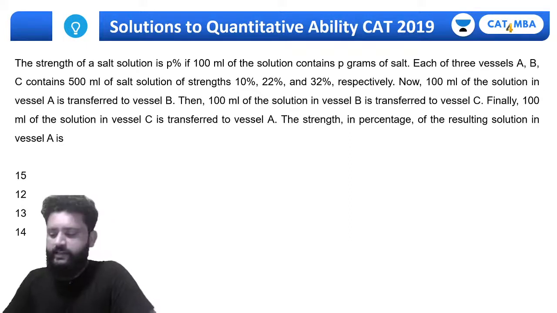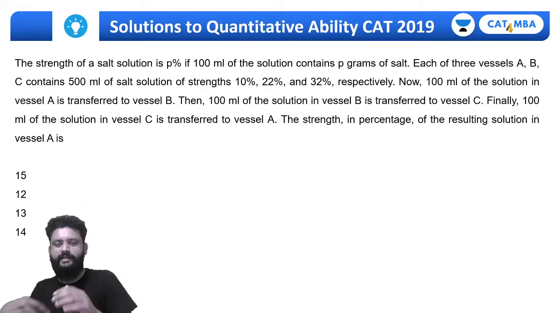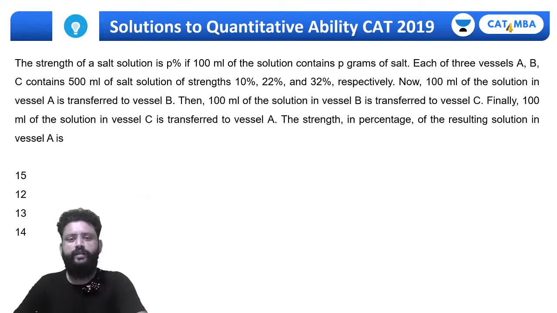Yes, you find it easy, right? Okay. The strength of salt solution is P%. If 100 ml of the solution contains P grams of salt, that's really a straightforward thing, concentration. Then each of the three vessels A, B, C contains 500 ml solution. This question is just a bit calculative, but as such इसमें कुछ भी tough नहीं है.